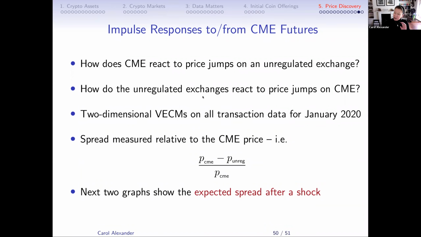And just looking in January, so all the transaction data in January, and suppose on the 31st of January that there was a jump, and we'll do an impulse response for a hypothetical jump. And then we'll measure the spread relative to the CME price. So given the CME price is a futures price, if this is a spot price, and if the market, this could be a spot or a futures price on the unregulated exchanges, but the CME is a futures price, it's a monthly future, so it's quite far up the curve.